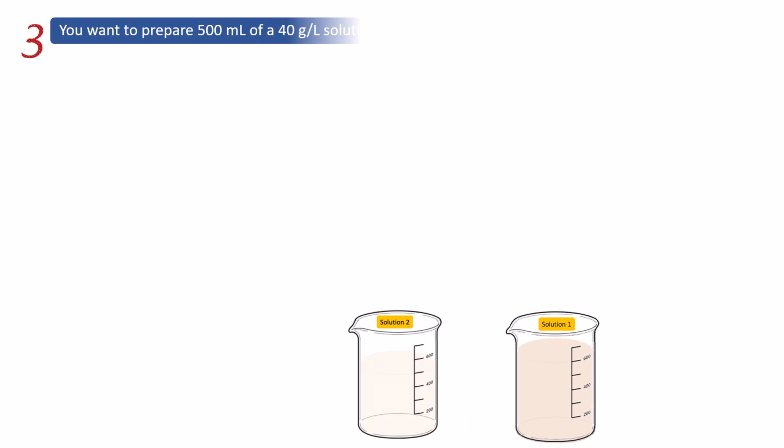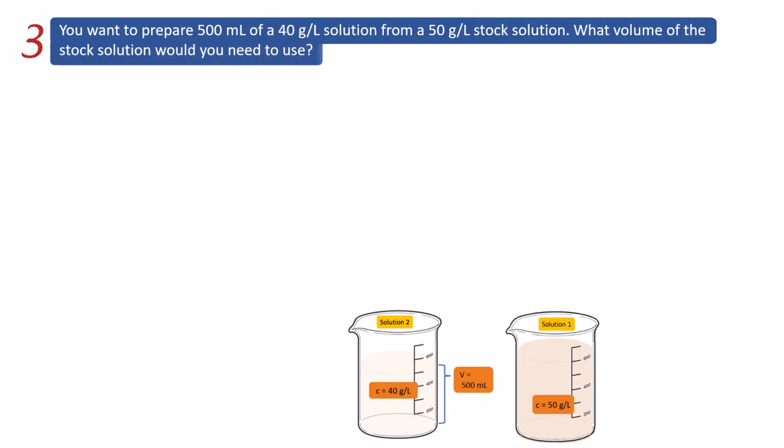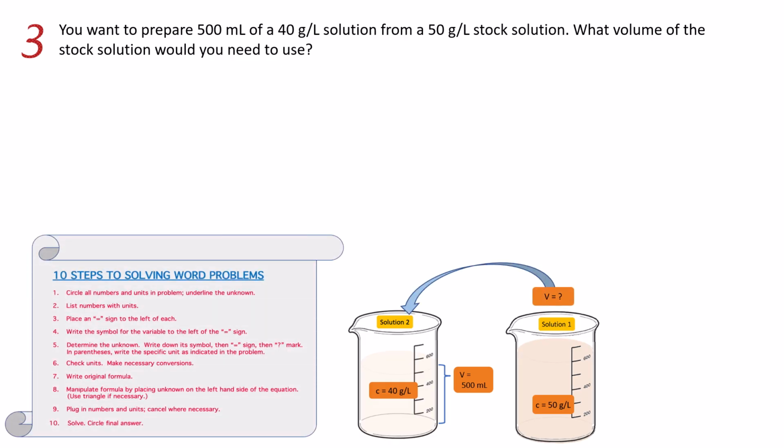Problem 3. You want to prepare 500 milliliters of a 40 gram per liter solution from a 50 gram per liter stock solution. What volume of the stock solution would you need to use? Let's start the 10 steps to solving the problem. Step 1. Circle all numbers and units in problem. Underline the unknown.